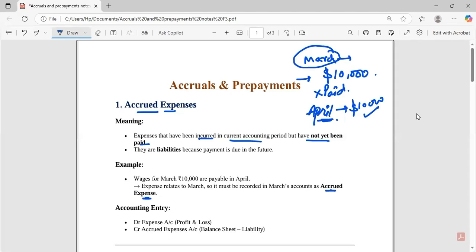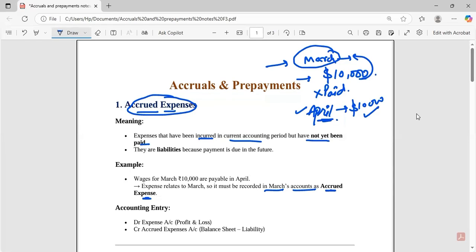All right, although we have paid it in the month of April, still we will record it in the month of March, because this 10,000 is related to the month of March only. Okay, we have just paid it in the month of April, but it does not relate to the month of April. Okay, so we will record it in the March accounts. All right, so what is the nature of this accrued expense? So see, this is a headache for us. Okay, it is a burden on our shoulders that we have to pay a certain amount in the future.